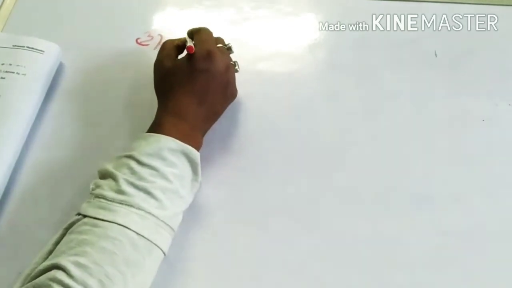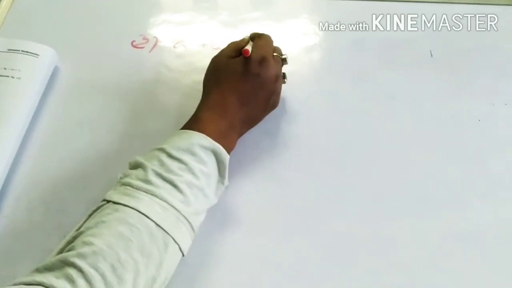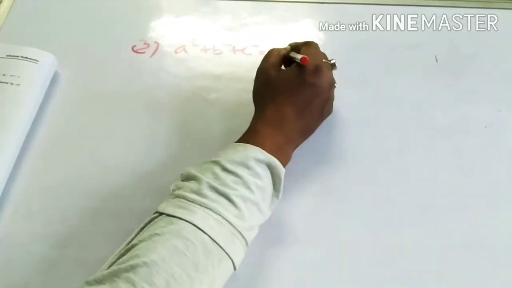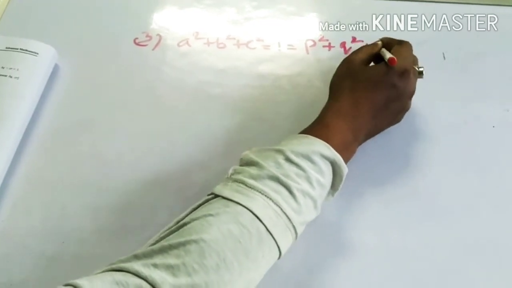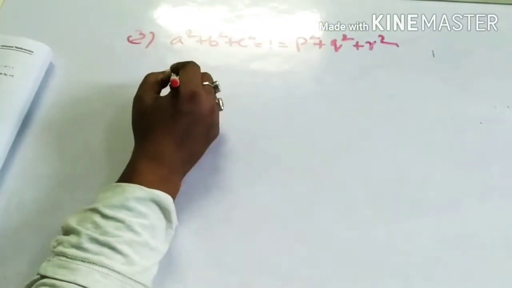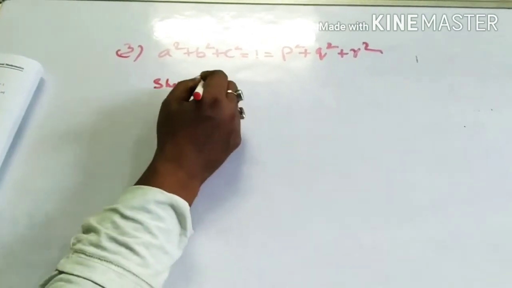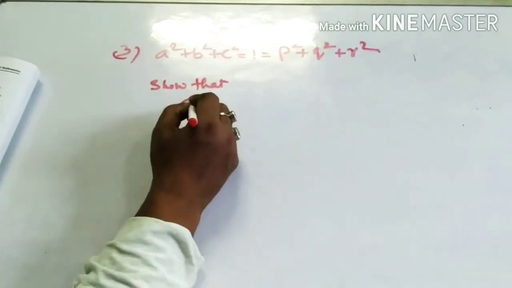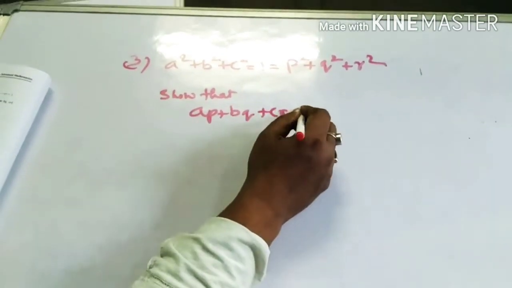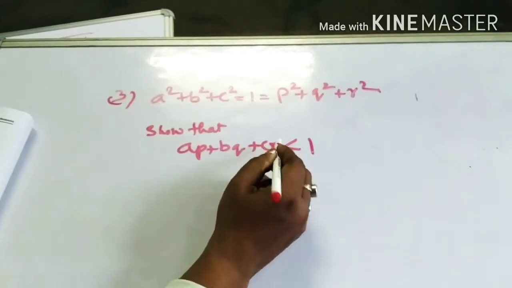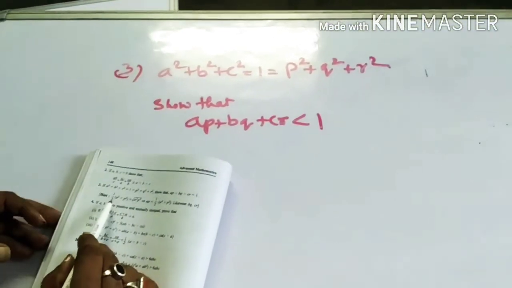It is given that A square plus B square plus C square is equal to 1, equal to P square plus Q square plus R square. What we have to show is that AP plus BQ plus CR is less than 1. So you see what I am going to do here. A hint is given.